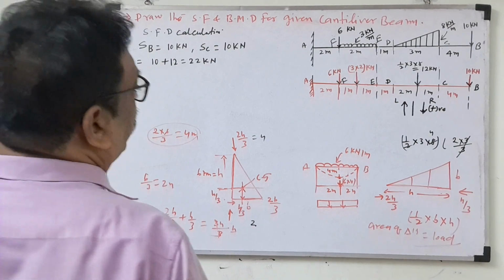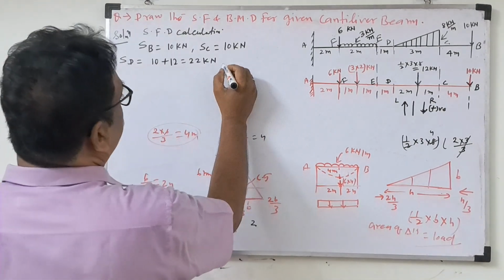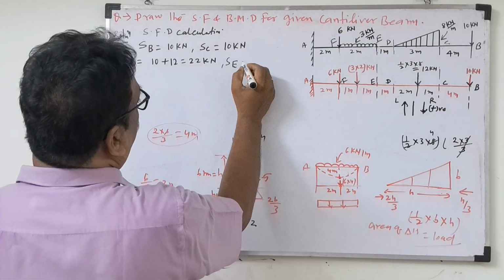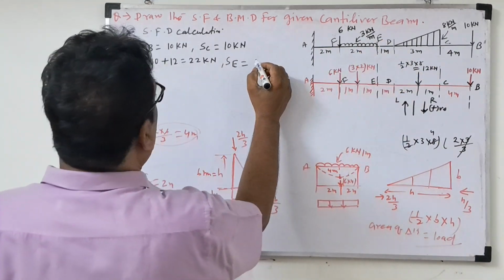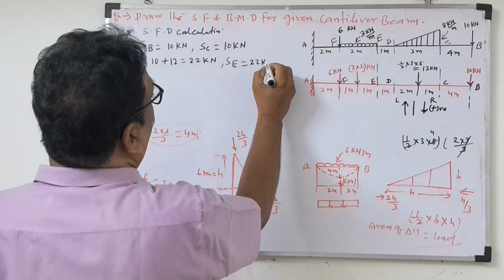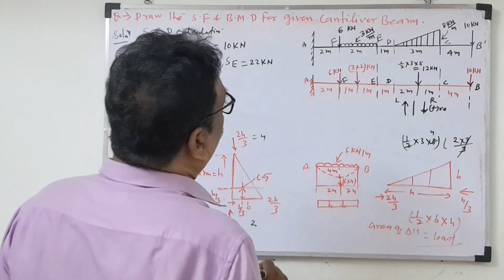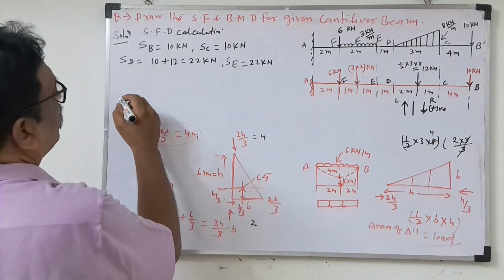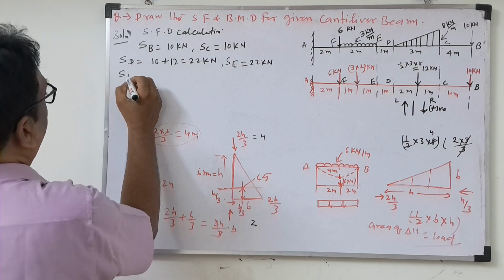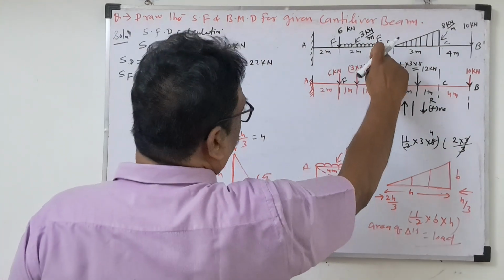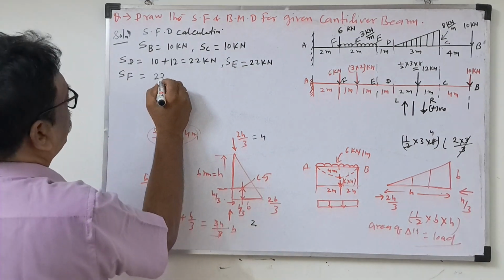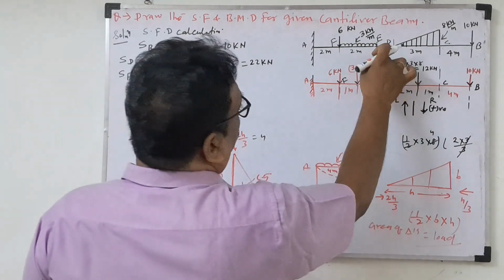Now look here. Shear force at E. No load in between D and E, so the same thing will come: 22 kilonewton as it is. Now come to the shear force at F. Up to E how much? Up to E it is 22, as it is, plus this load only.